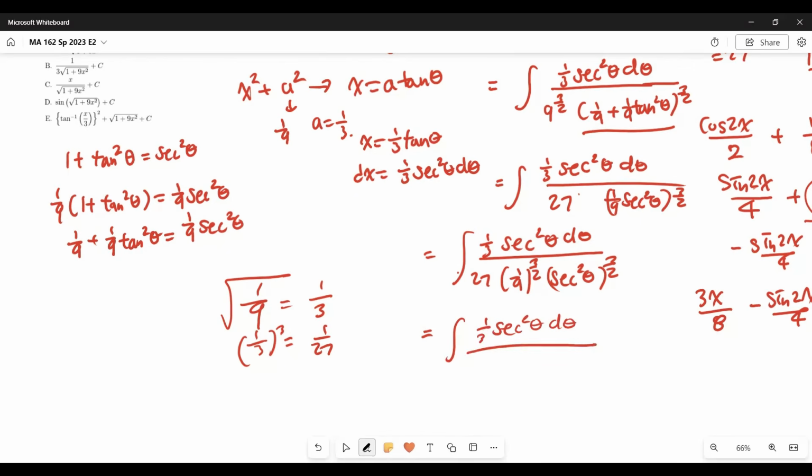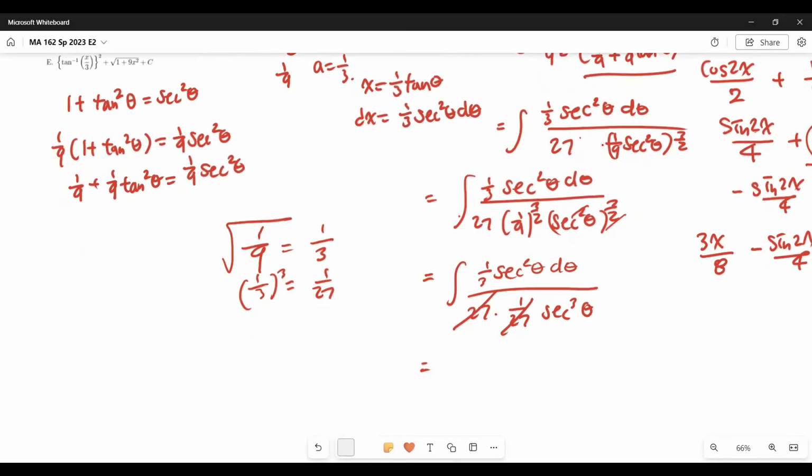Oh, I erased it, sorry. 27 times 1 over 27 cancels out, leaving secant cubed theta. So this thing canceled out. So this is 1 over 3 secant squared theta over secant cubed theta d theta. This eventually becomes 1 over 3 times 1 over secant theta, because secant cubed is in the denominator, right?